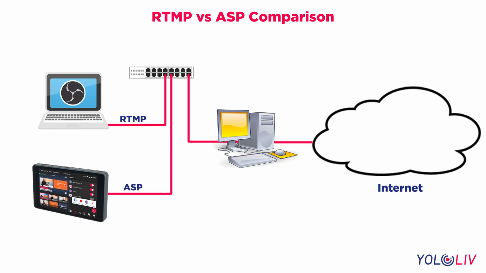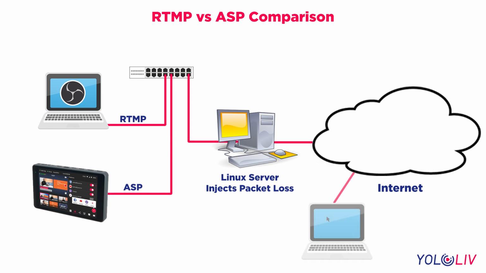I've set up a sort of test lab here to show what happens when we have packet loss. I have a laptop with OBS that we'll use to create an RTMP stream, and we'll compare that to this YoloBox Pro that has ASP. I've set this up so that both of these devices are connected to the internet through a Linux server that I can use to inject packet loss onto their connection. And I have a third computer here that I'm going to use to monitor the streams on YouTube and Facebook.